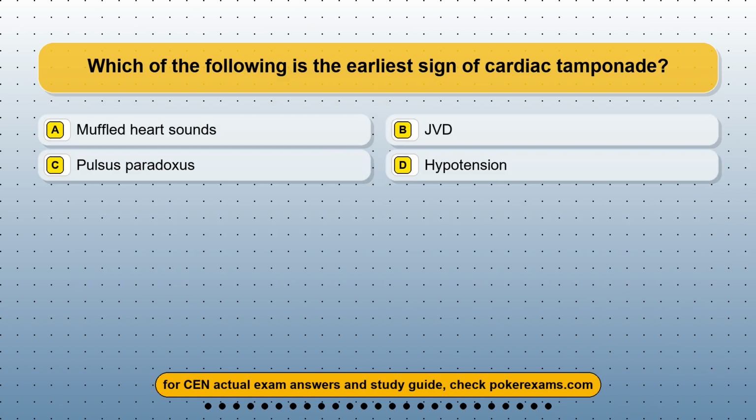Question 10. Which of the following is the earliest sign of cardiac tamponade? Option A, muffled heart sounds. Option B, JVD. Option C, pulsus paradoxus. Option D, hypotension.